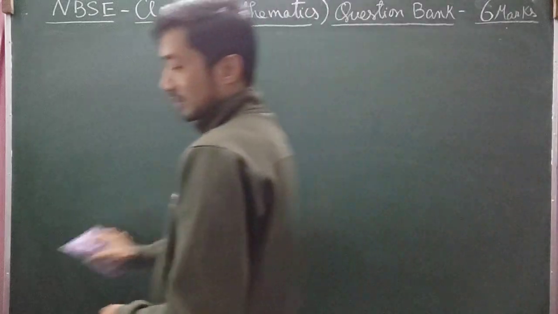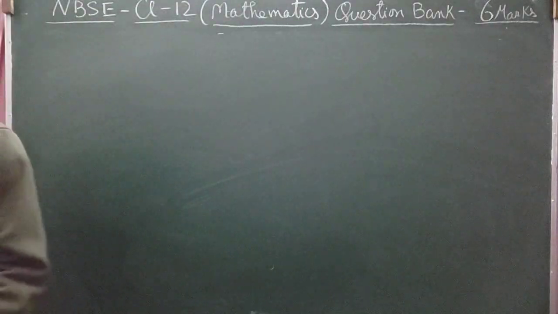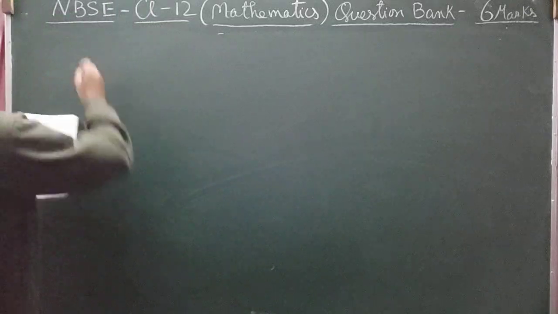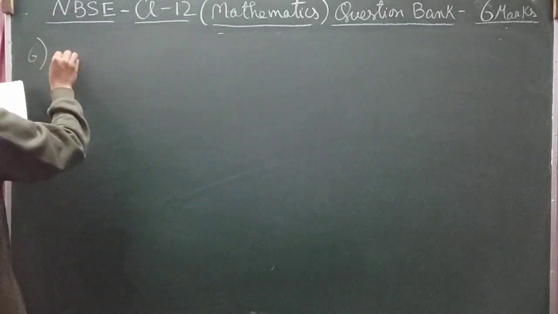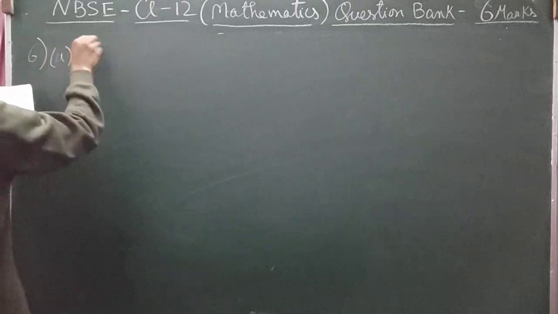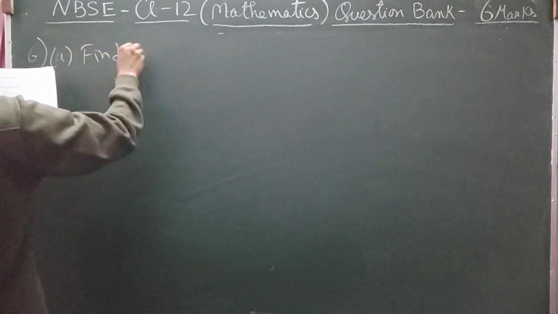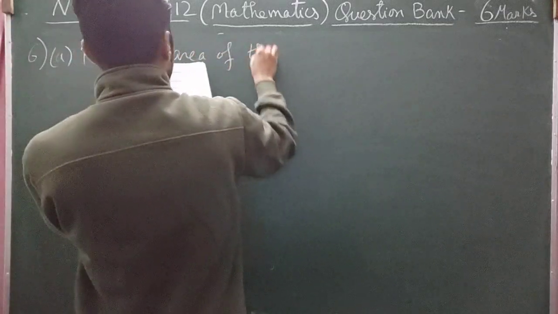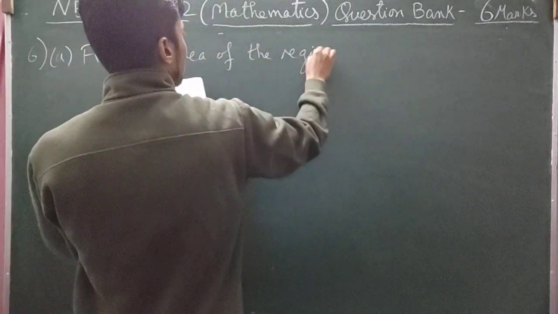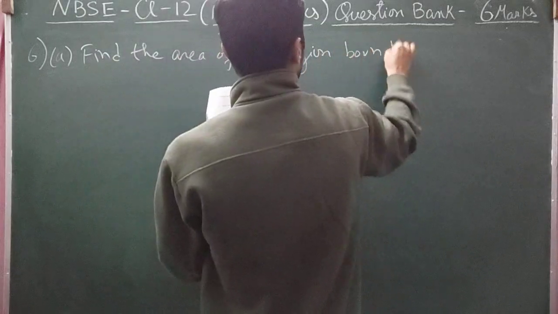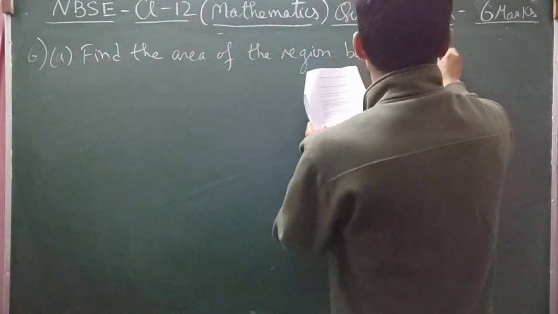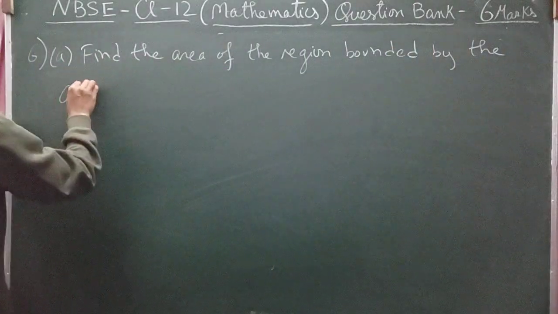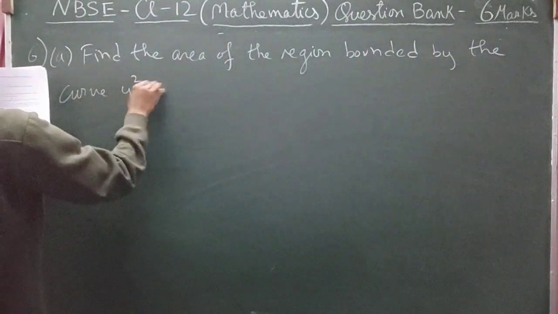Okay, the second option, the next question is from area of two curves. So we're going to be skipping that as per the syllabus. So number 6A. Find the area of the region bounded by the curve y square equal to 4x.